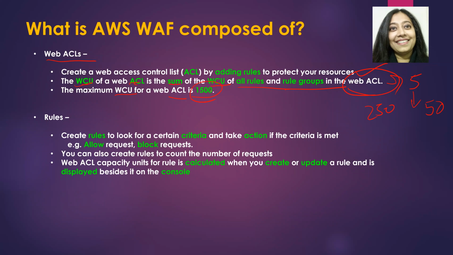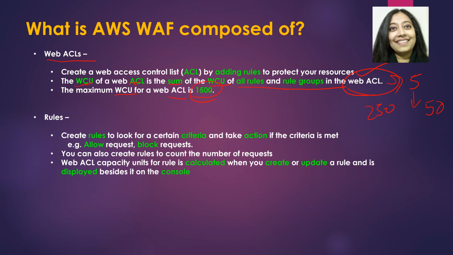And if you want more than this, then you'll have to pretty much call AWS and give them a good business scenario and a business reason that, hey, I need an ACL of more than 1500 capacity units, right?